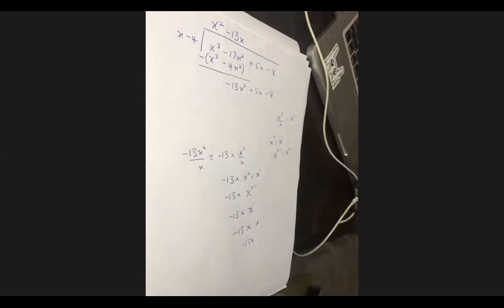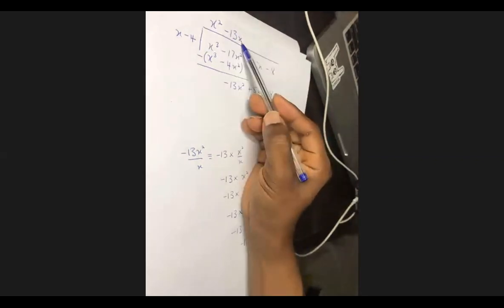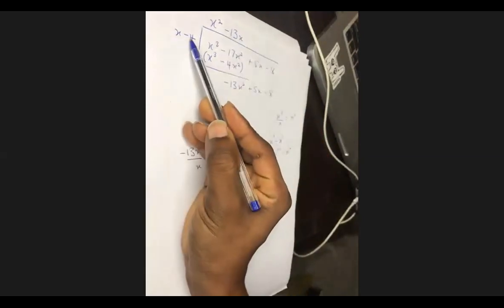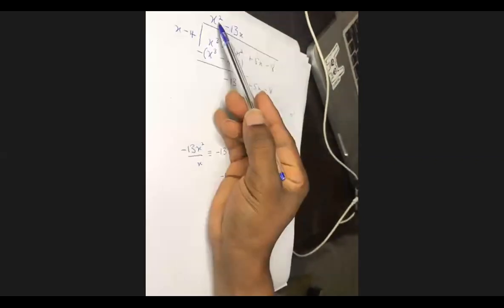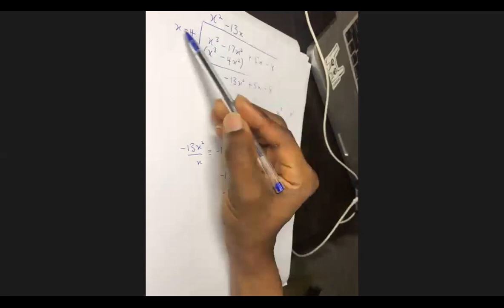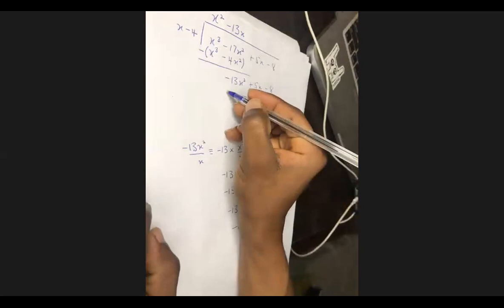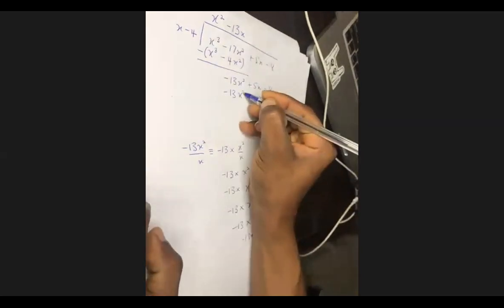Do you see that? Should I go over again or it's okay? Good. Now, once I have negative 13x here, I pick this negative 13x and I multiply through x and negative 4, like how I did to this. Do you get it? Good. So what is negative 13 times x? Negative 13x squared.